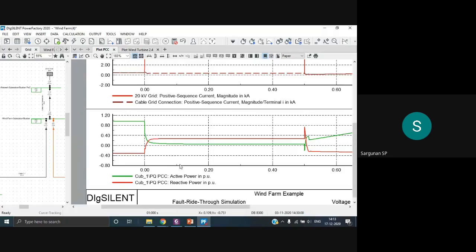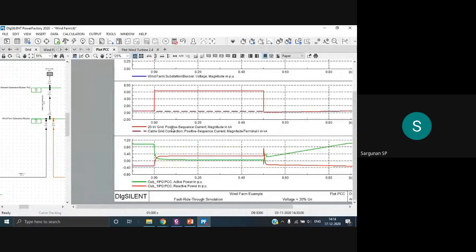After, when there is a fault, suddenly the active power generation falls almost to zero. And here you can see that the reactive power is getting injected. Earlier, before the fault, it was drawing reactive power from the grid. Now you can see it is injecting into the grid. So this is nothing but your low voltage ride through studies.